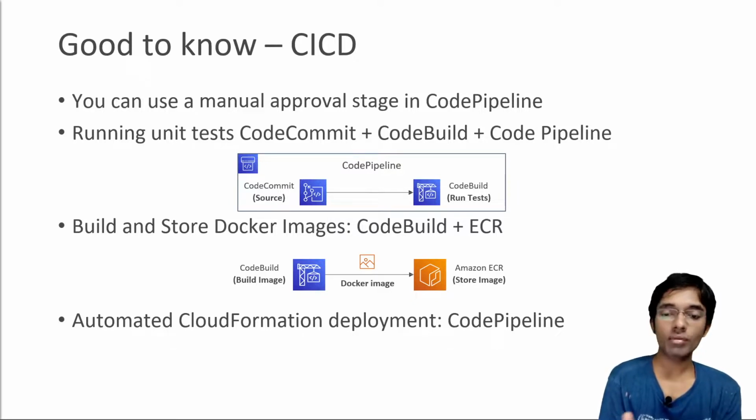Whenever you are building an image, the script within CodeBuild is going to build a Docker image and then push it into Amazon ECR using some commands. And then finally, you can do automated CloudFormation deployment using CodePipeline by first pushing it, for example, to CodeCommit, and then using the CodePipeline deploy stage to deploy your CloudFormation templates. Okay, that's it for this lecture, and I hope you liked it. I will see you in the next one.